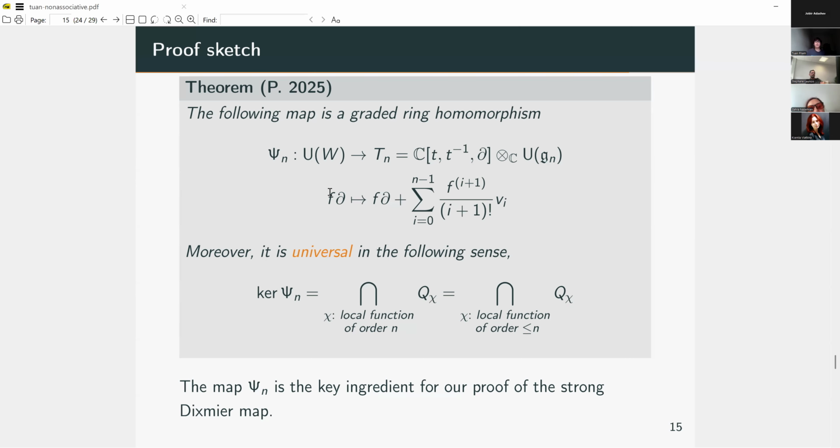The psi n is universal in the sense that the kernel of this map psi n is the intersection of all the annihilators Q chi, where chi is a local function of order n. We can strengthen this result by saying that this is furthermore the intersection of all primitive ideals Q chi, where chi is a local function of order at most n as well. So this map psi n is indeed the key ingredient in our proof for the strong Dixmier map.